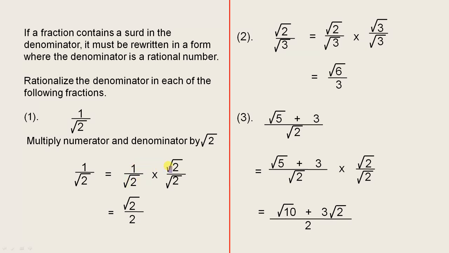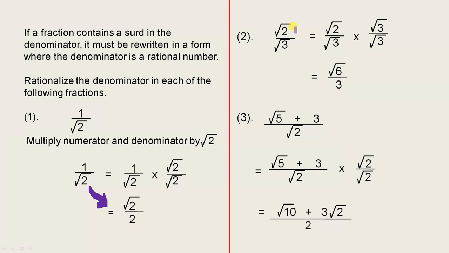1 times the square root of 2 is the square root of 2. The square root of 2 times the square root of 2 is 2. And that is the answer. So 1 over the square root of 2 can be written in this fashion here, and the denominator is now a rational number. And that's what it means when we say rationalize the denominator.